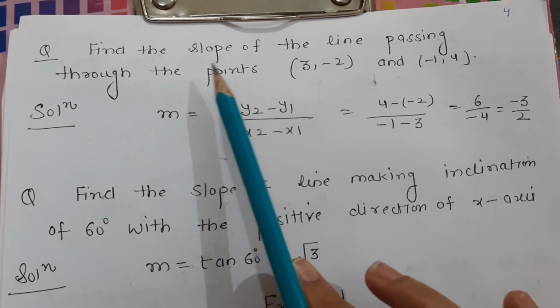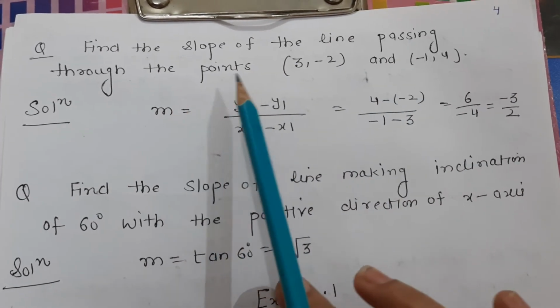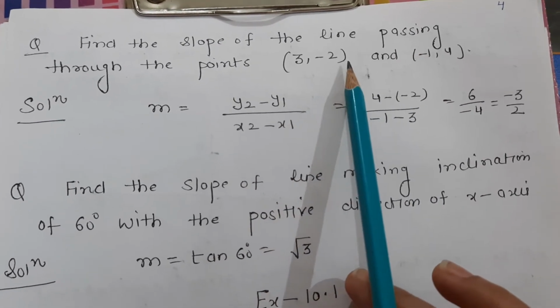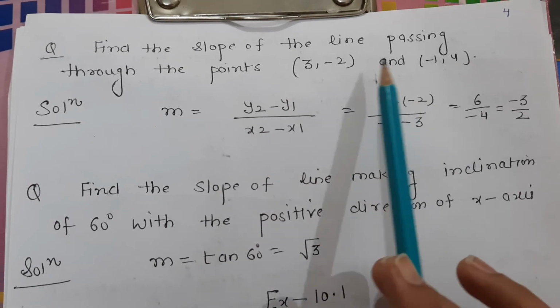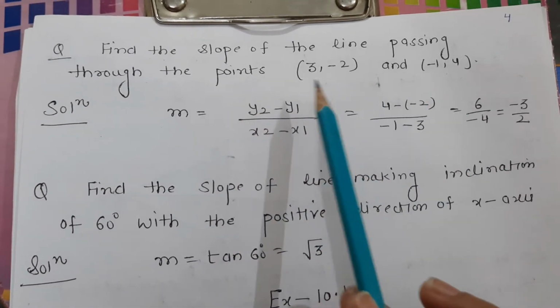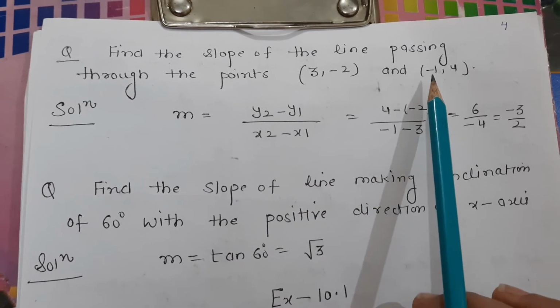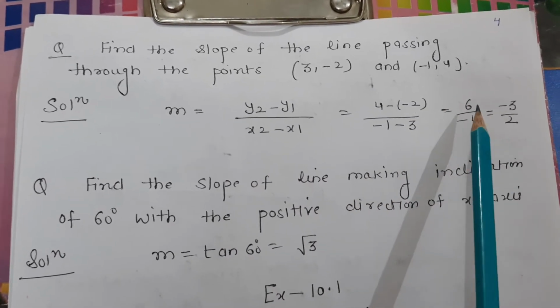First example is find the slope of the line which passes through these 2 points. Now you can take any point as x1 y1 and another as x2 y2. So slope is (y2 minus y1) upon (x2 minus x1). 4 minus minus 2 divided by minus 1 minus 3. So this is 6 by minus 4, which is minus 3 by 2.